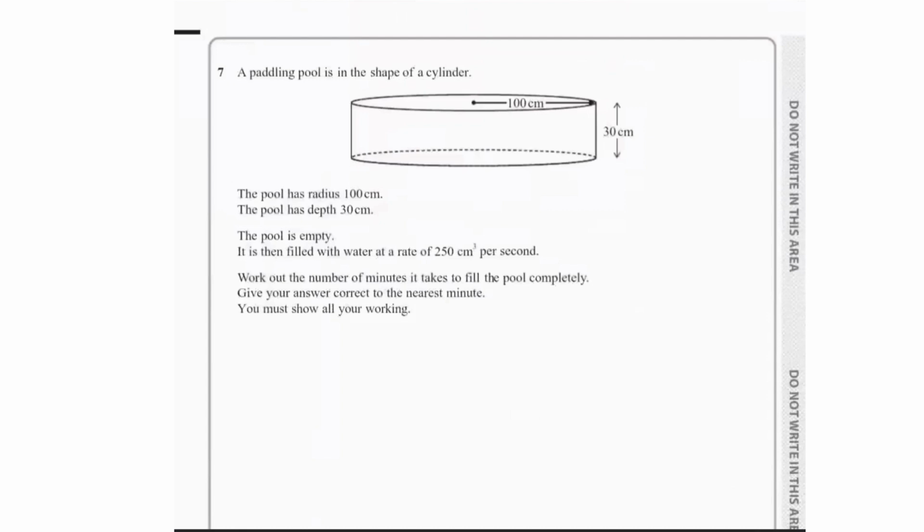Question 7 says a paddling pool is in the shape of a cylinder. The pool has a radius of 100 centimeters and the depth of 30 centimeters. The pool is empty. It is then filled with water at a rate of 250 centimeter cube per second. Work out the number of minutes it takes to fill the pool completely. Giving your answer correct to the nearest minute, you must show all your working.